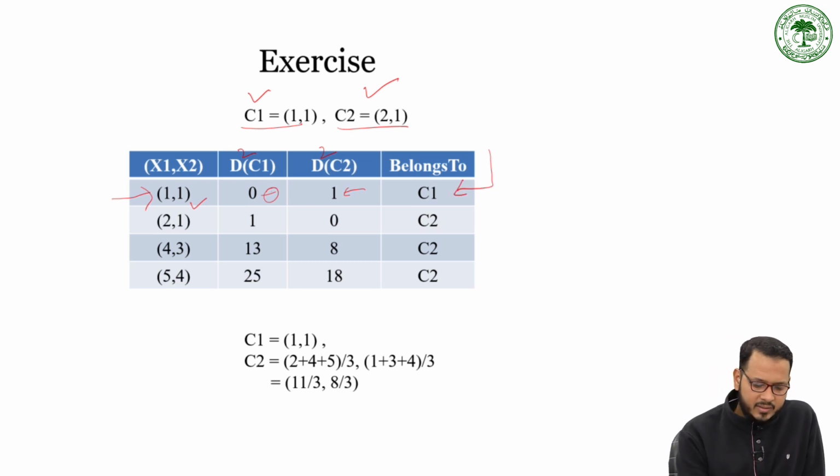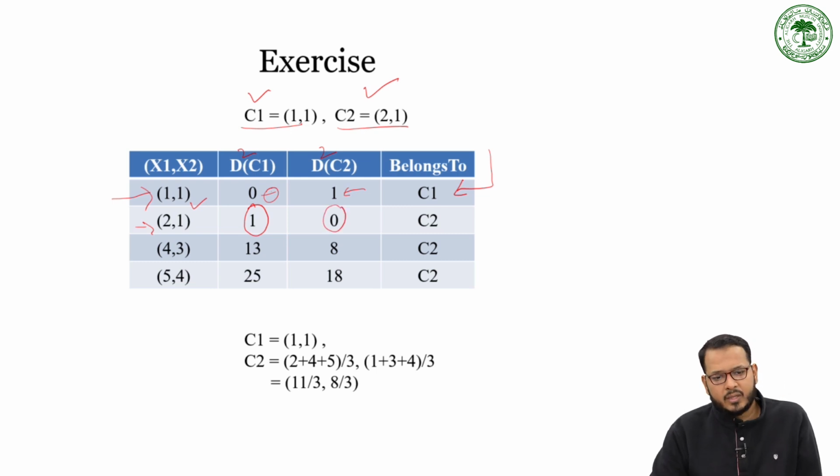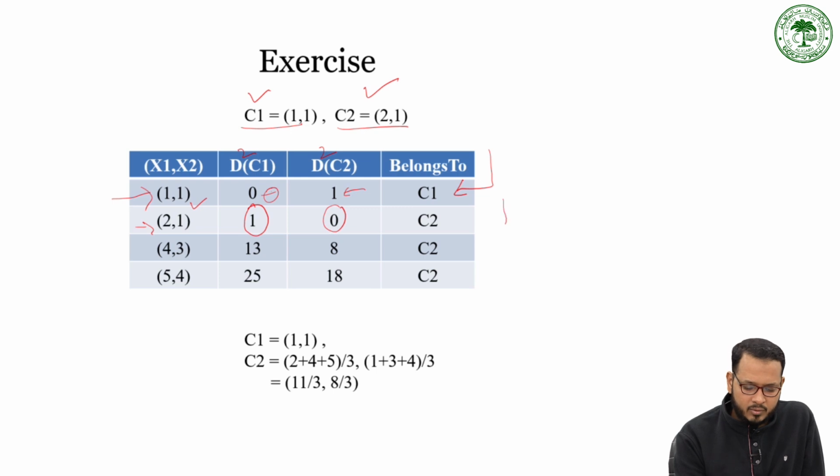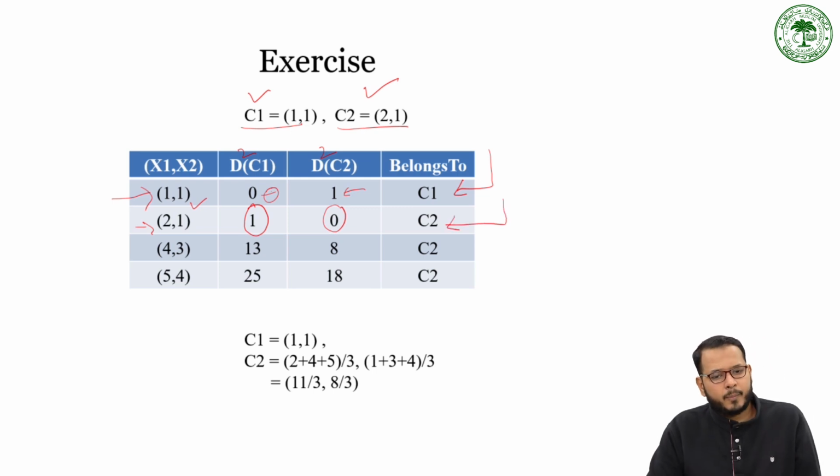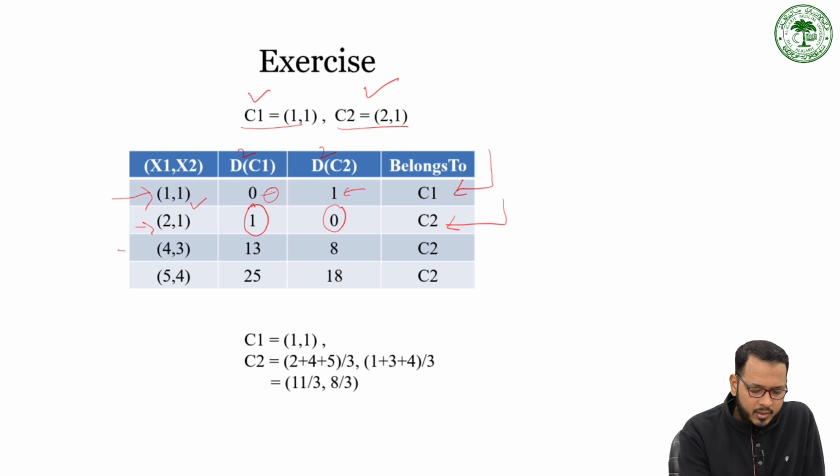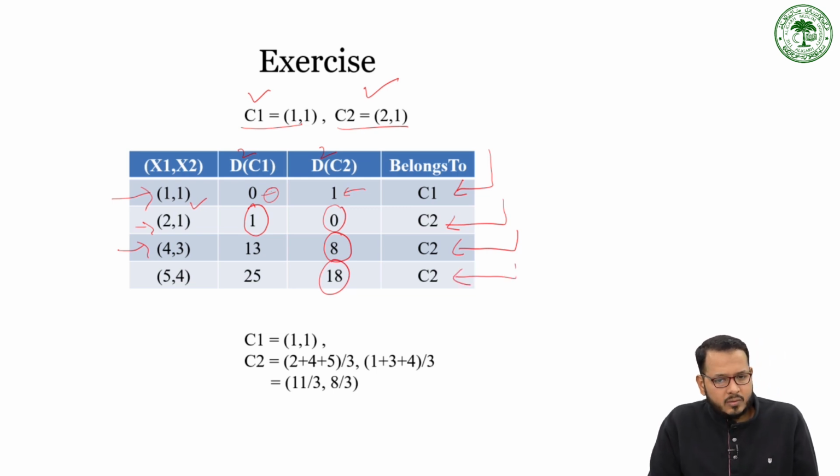In the second case, when we calculate the distance, it turns out that from C1 it is 1 unit away and from C2 it is 0 units away. So we can observe that the point 2, 1 is closer to centroid C2. That's why it will also belong to cluster C2. We check the third point, the minimum is 8, so it also belongs to C2. And lastly, the last point also belongs to the C2 cluster.